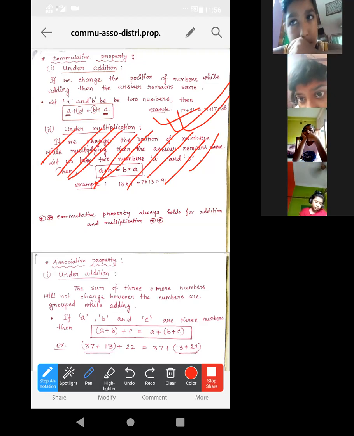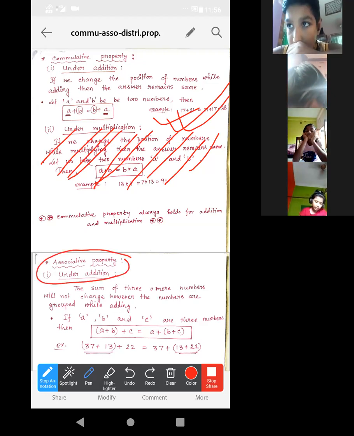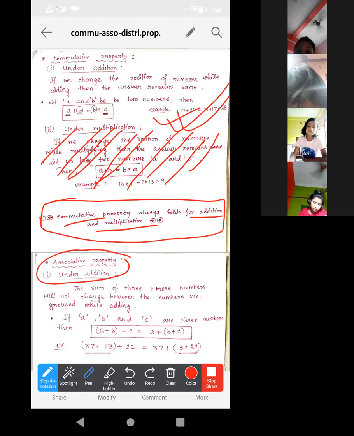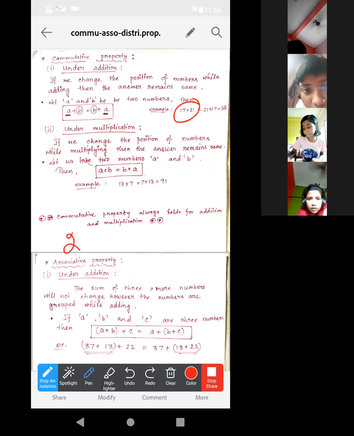Acha, now associative property. Acha, there is one important part. Look at this. Basically, commutative property always holds for addition and multiplication. It is not satisfied under subtraction and division. Why? Look, if we take any two numbers, 21 and 17, and do the subtraction, what will be the answer? 4.